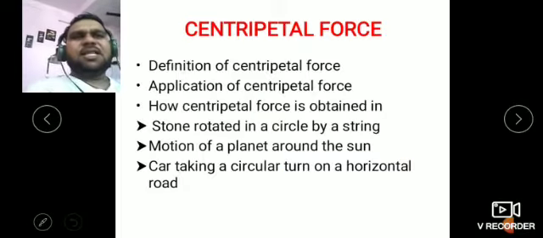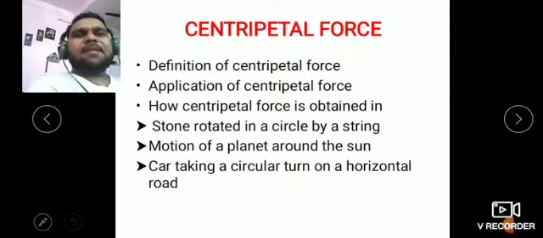So we will start with centripetal force. Before we move to centripetal force, we need to talk about centripetal acceleration. Whenever a body is moving along a circular path with constant speed, there will be an acceleration acting towards the center of the circle, and that acceleration will be called centripetal acceleration. There have to be two things: number one, a body moving along a circle, and number two, it should move with constant speed.